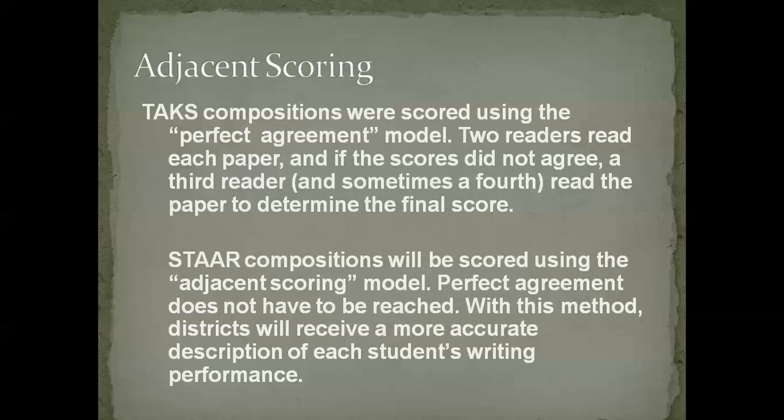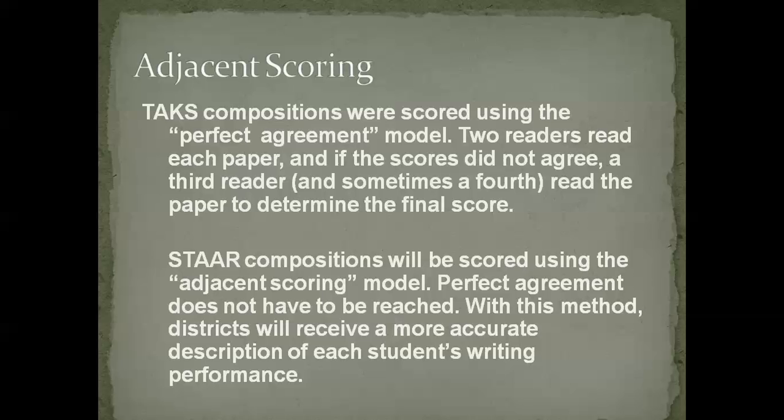On the campuses, you are going to score your own students' papers, and then you'll have someone else who has received this same training score your papers. You will add those 2 scores together in an adjacent scoring model, and then you will put those scores into Eduphoria, and it will go from 0, 2, 3, 4, 5, 6, 7, 8.